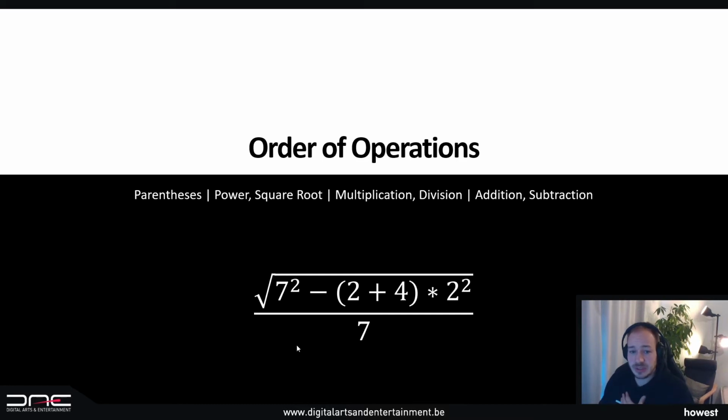So for example, now the question is, okay, where do I start calculating? Do I first divide by 7? But that's quite obvious that we can't do that because we don't know what we divide by 7 yet, right?